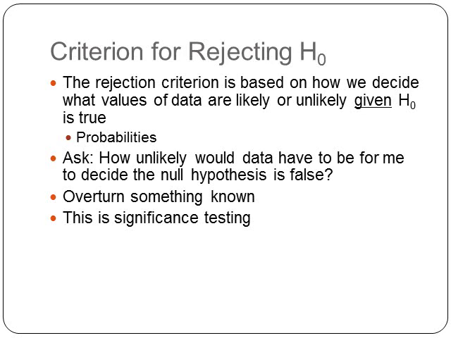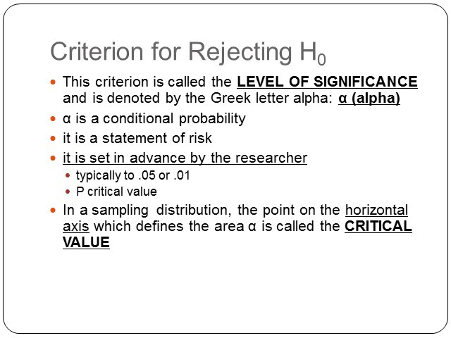So the criterion for rejection of the null, well, this rejection criteria is based on how we decide what values of data are likely or unlikely given null is true. We use probability theory here, so we can think how unlikely would data have to be for me to decide the null is false. One might think of this null as what's already known or what's already expected to exist, we're overturning something that's known. And this is what we're doing in significance testing.